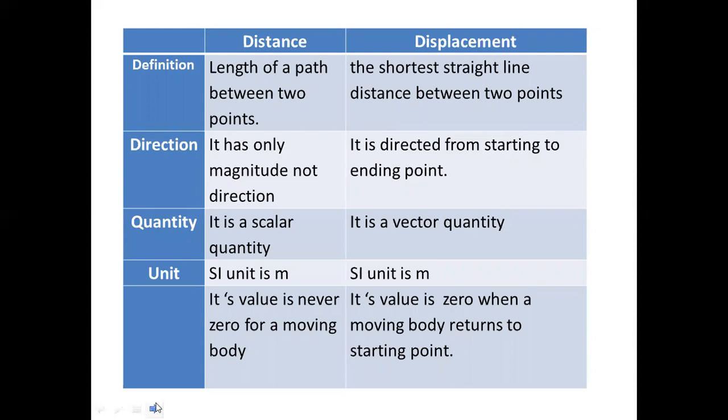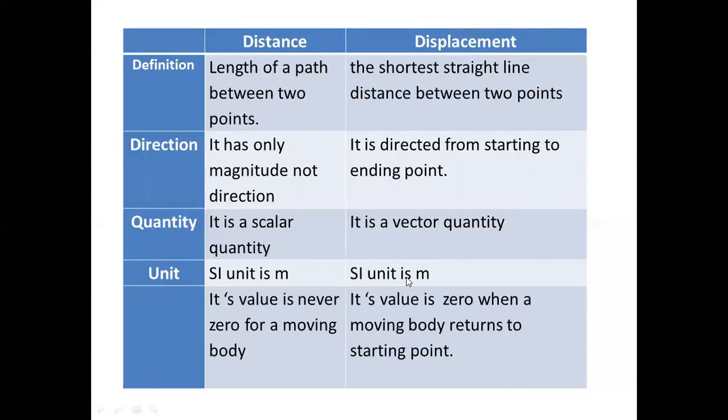Okay, now we're going to do the recap between distance and displacement. Distance is the length of the path followed by the moving body between 2 points, whereas displacement is the shortest straight line distance between the 2 points. Distance does not have any direction. Displacement has a direction, and the direction is from the starting point towards the ending point, from the initial position to the final position. Distance is a scalar quantity. Displacement is a vector quantity.